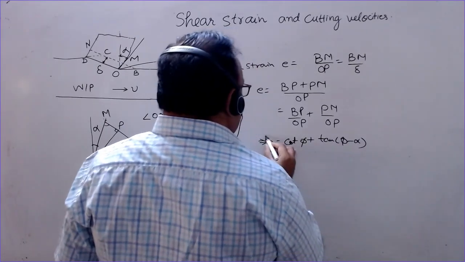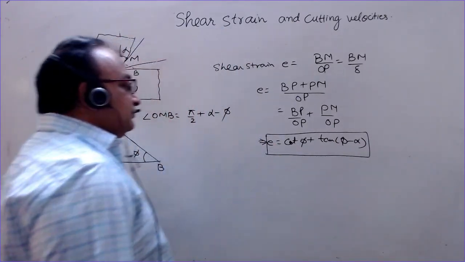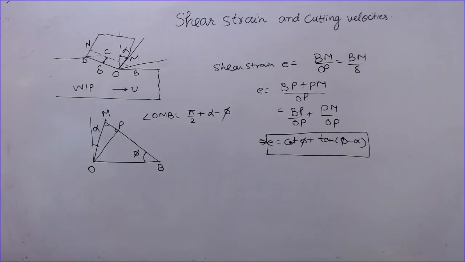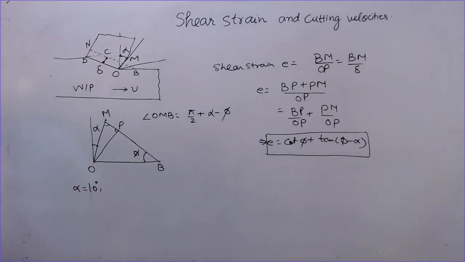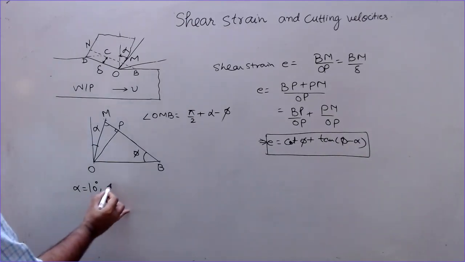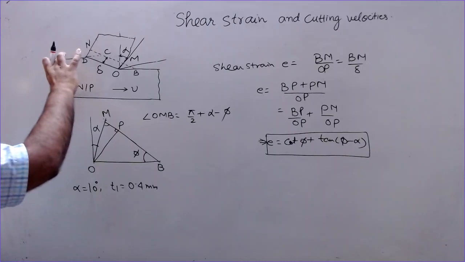So this is the expression for the shear strain. You should remember this. Now we have a question to solve. It is given that during orthogonal machining, remember this is with respect to orthogonal machining only and not oblique machining, with a cutting tool having a 10-degree rake angle, alpha is 10 degrees. The chip thickness is measured to be 0.4 mm.